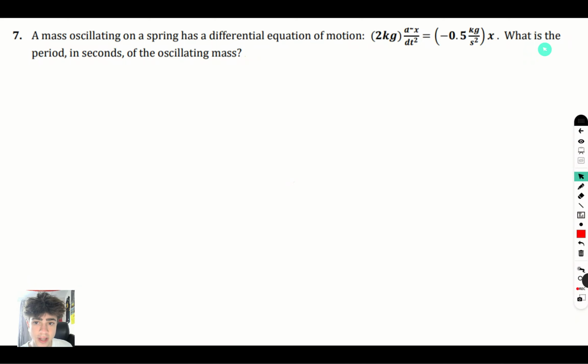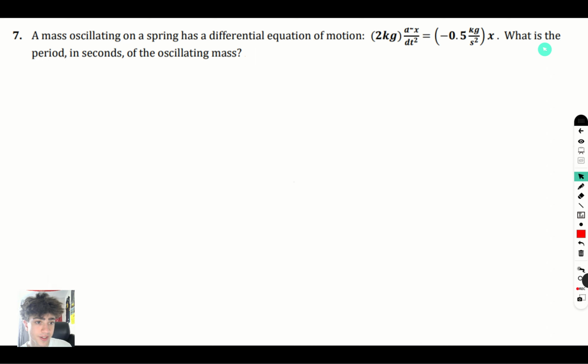Today we're looking at a differential equation that is given to us for an oscillating spring, and it wants us to find the period of the oscillating mass attached to the spring. So let's just get right into the problem.